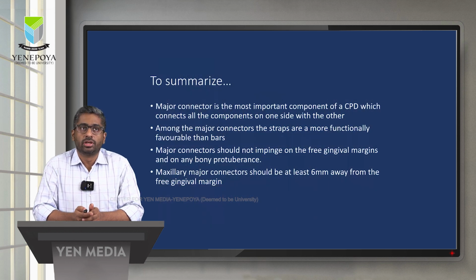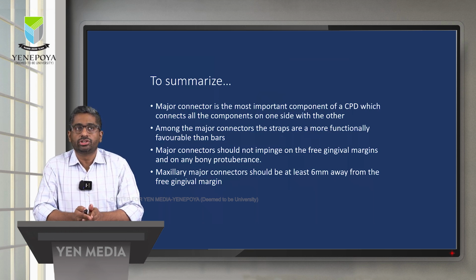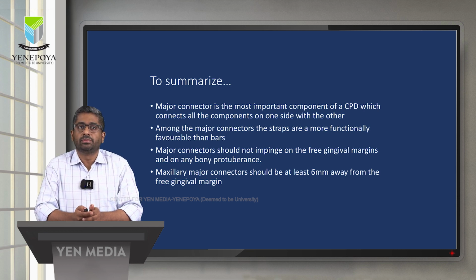Now, to summarize, major connectors are one of the most important components of a cast partial denture, which connects all the components of one side of the arch to the other. Among the major connectors, the straps are more functionally favorable than the bars. Major connectors should not impinge on the free gingival margins and on any bony protuberances. Maxillary major connectors should be at least 6 millimeters away from the free gingival margin.